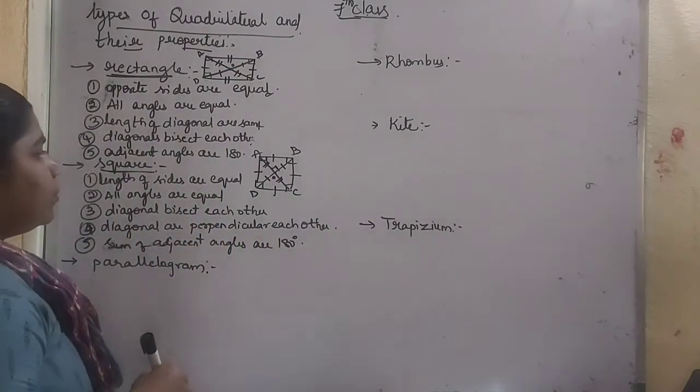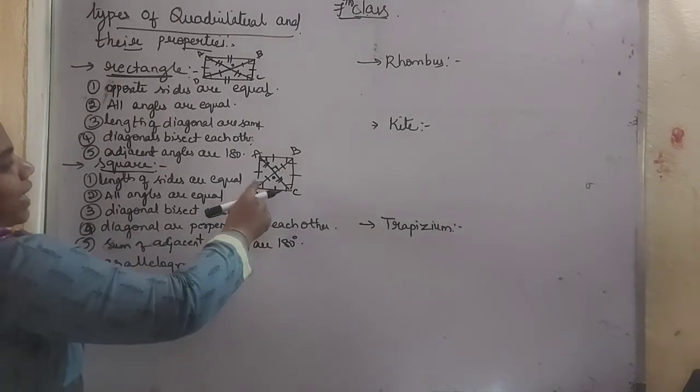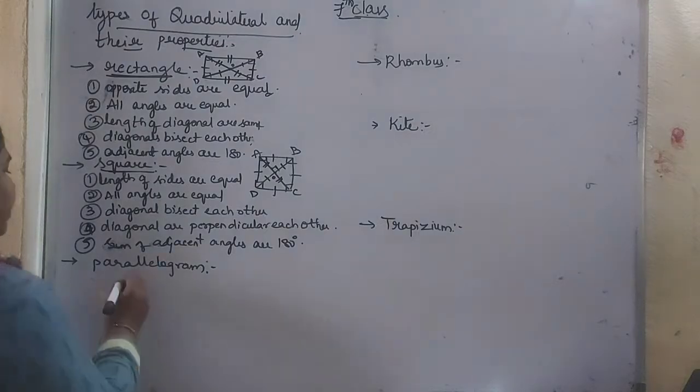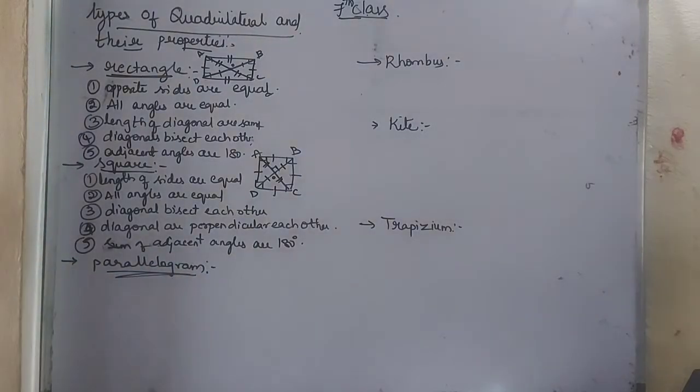And what is the last property? The sum of two adjacent angles. If you add any two adjacent angles, that will be equal to 180. So these are the properties of square.